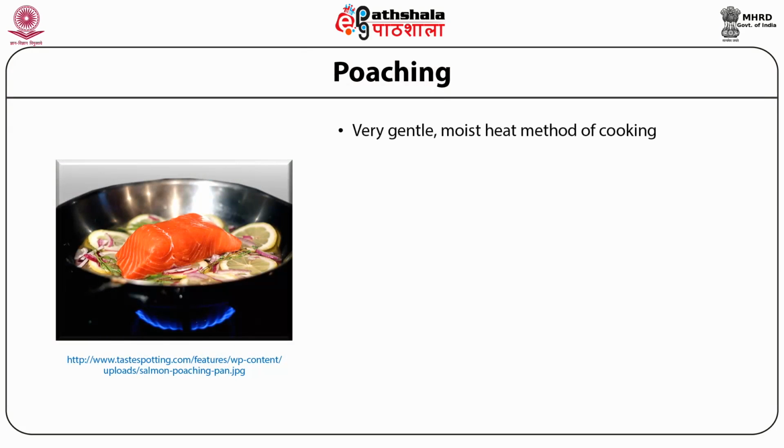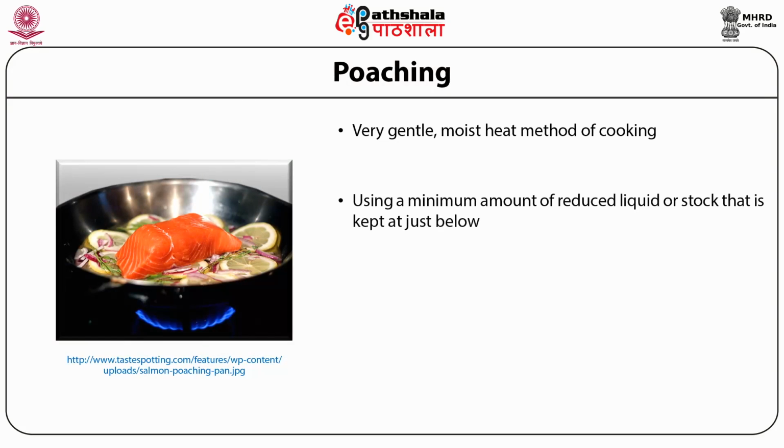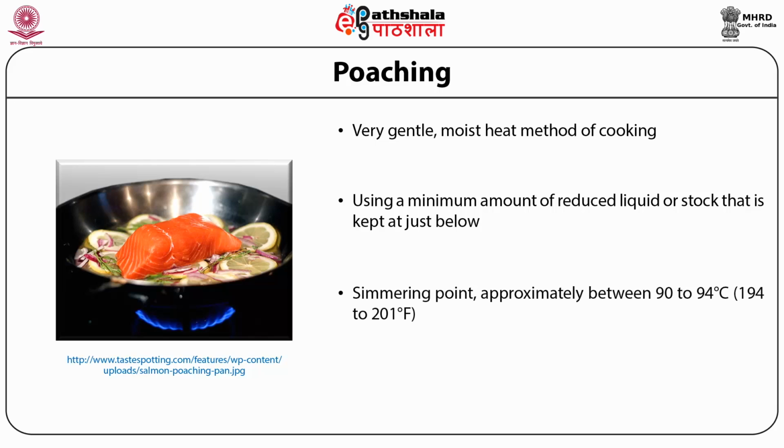Poaching. Poaching is a very gentle, moist heat method of cooking using a minimum amount of reduced liquid or stock that is kept at just below simmering point, approximately between 90 to 94 degrees Celsius. Poaching liquid should show very little movement, a mere murmur or shimmer at the surface with no sign of bubbles bursting. Poaching methods.